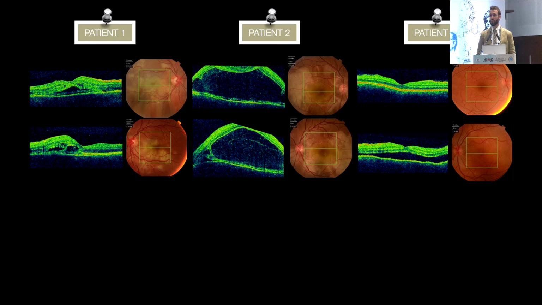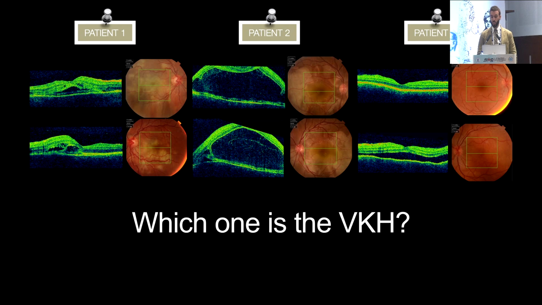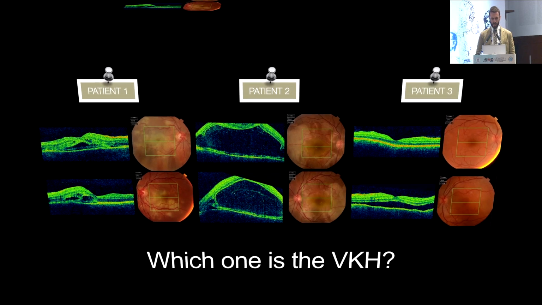Now I'm going to present you 3 cases, and OCT here in all cases is pointing at subretinal fluid, loss of vasculature, maybe bacillary detachment. So is everything here a VKH? Let's see which one is actually a VKH. I'm going to start with our first patient here.